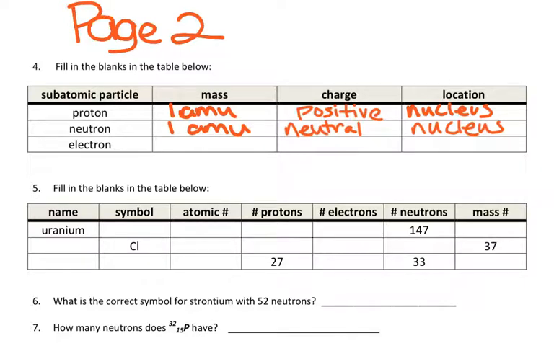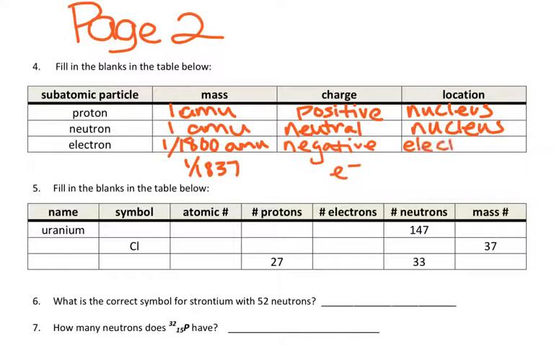Now, an electron is about 1/1800th of an AMU. You might also see 1/1837. Okay? It is going to be negatively charged. And we know our abbreviation sometimes for electron is e minus. So that minus, remember it's negative. And it is found outside of the nucleus, inside the electron cloud.